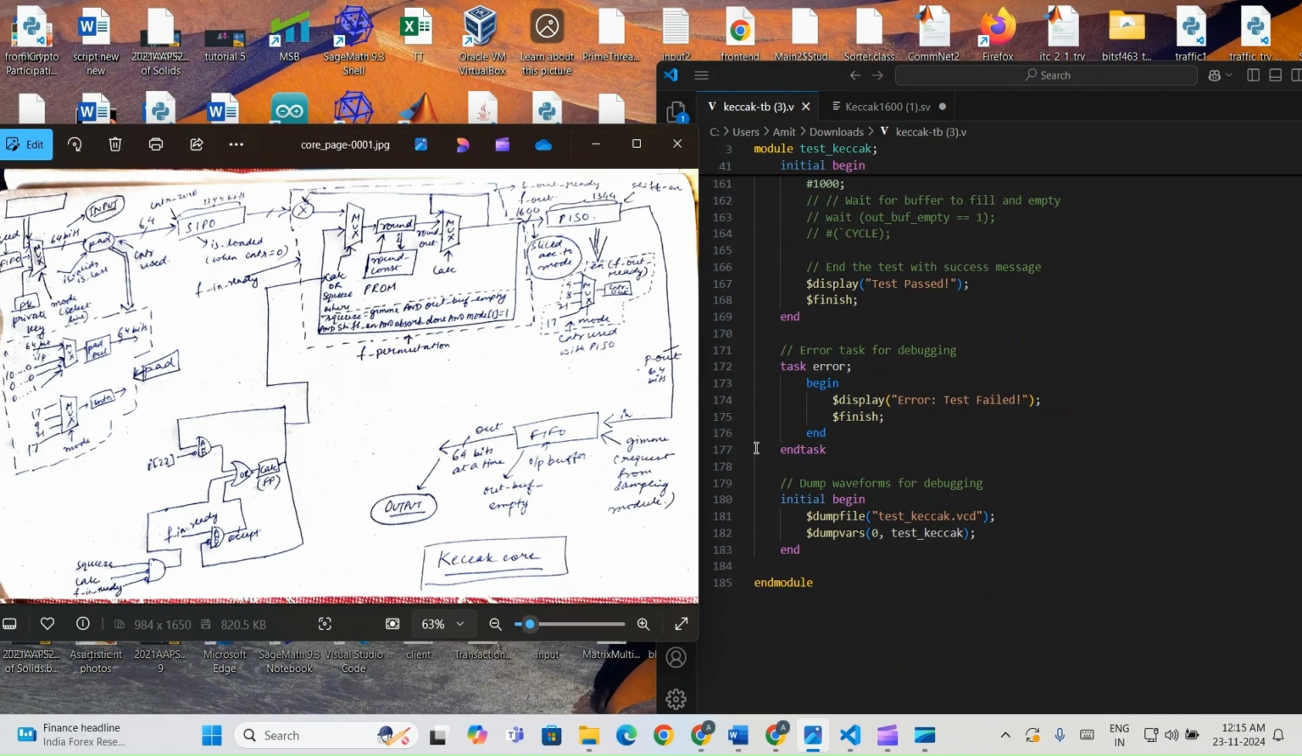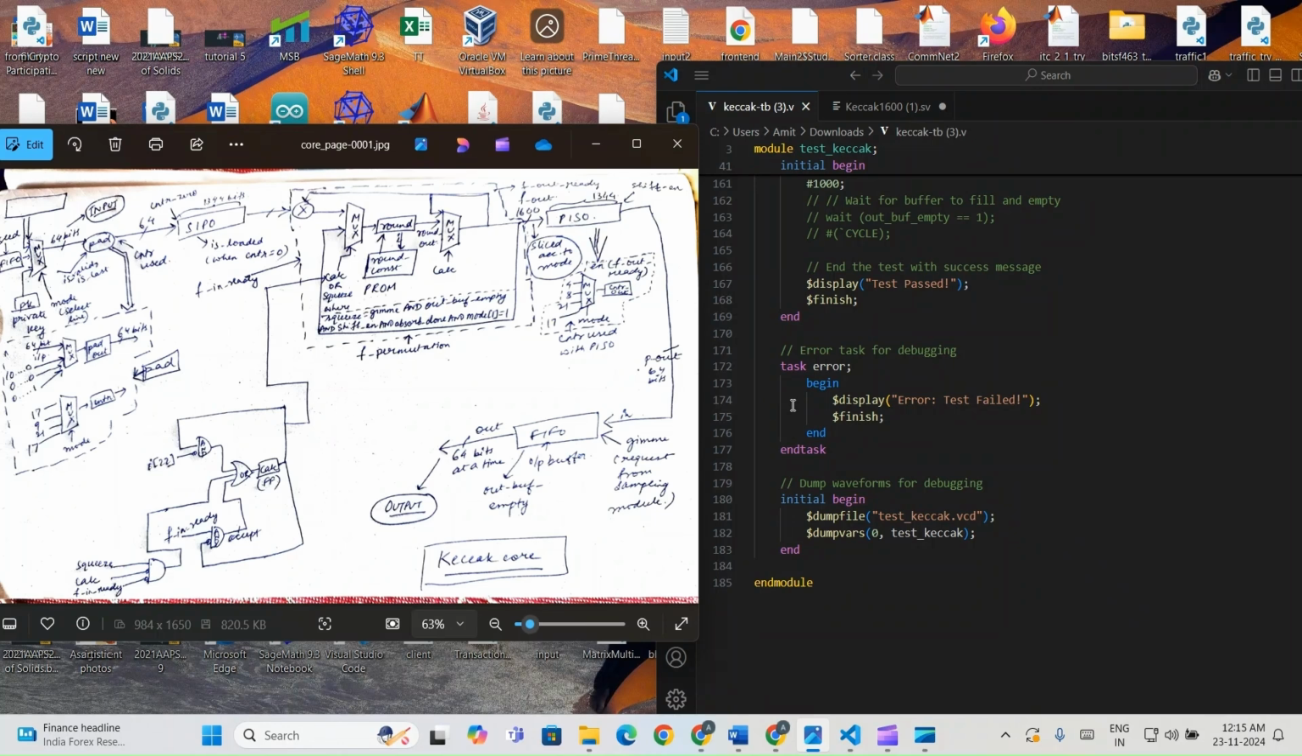Next, we have part 8, that is waveform dumping from lines 179 to 185. So from here, line 179 to line 185, that's the end of the module. We have waveform dumping happening. Waveforms are recorded in the VCD file format for post-simulation analysis. And we see this step is crucial for visualizing signal transitions and debugging the test bench.